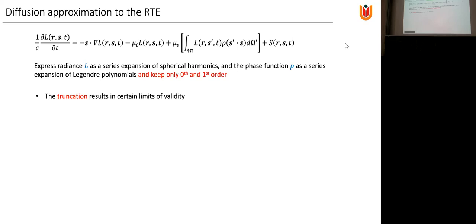Of course, this truncation results in some loss of accuracy, some limits of validity, that basically we discussed already before. It's not so valid near a light source. It's not so valid when absorption is really high.